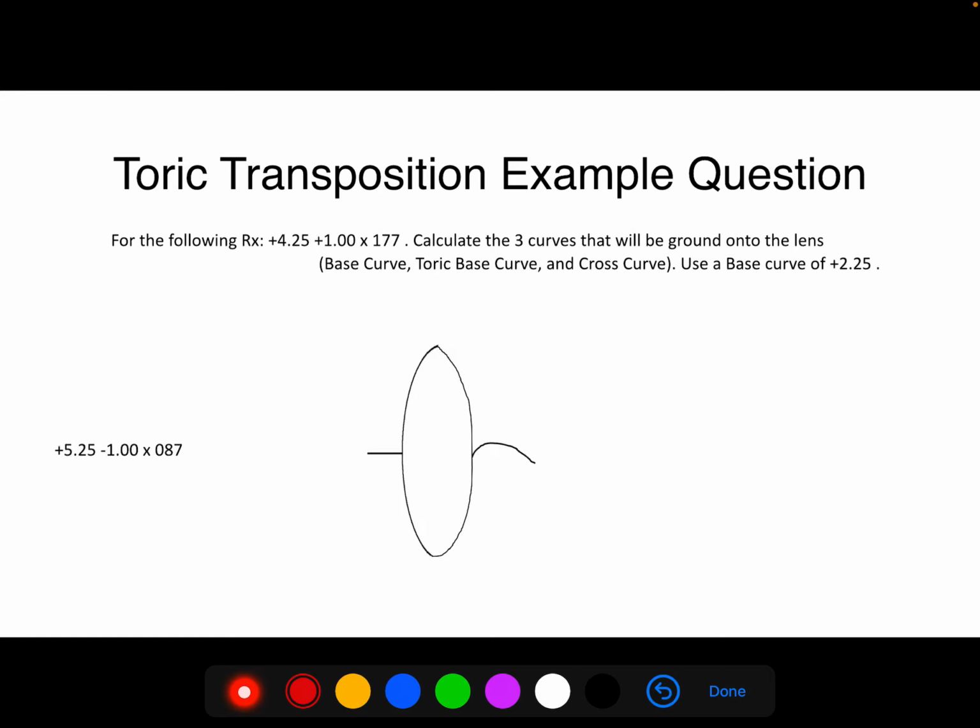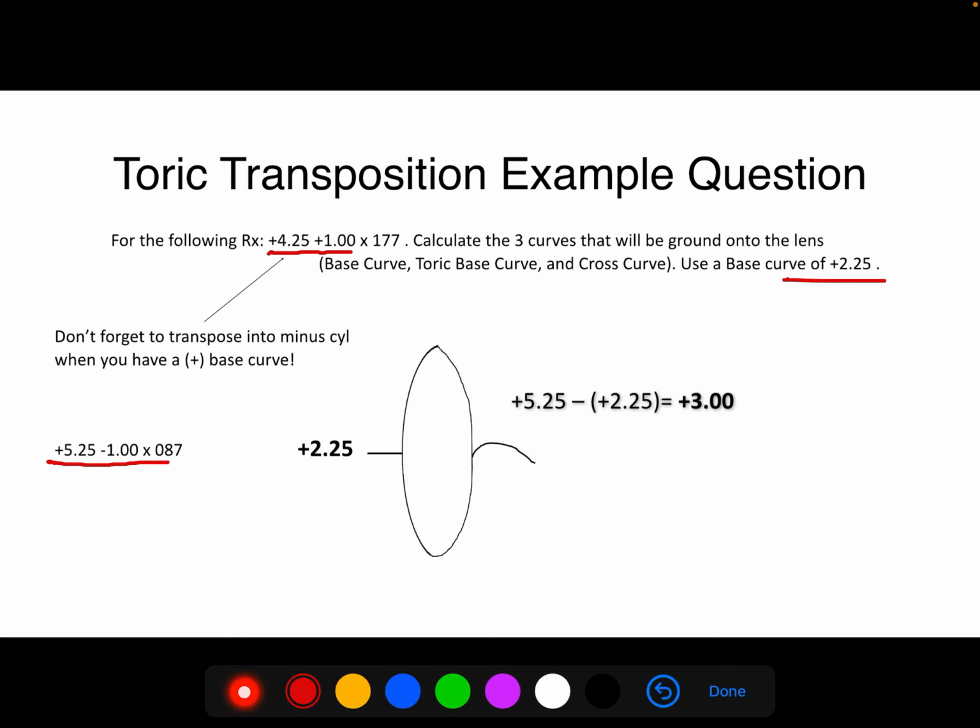Here's another example. I want to highlight that this is in plus cylinder. So immediately what we should do is transpose that into minus cylinder, and we come up with plus 5 1/4 minus 1. And this question is specifying a base curve, so we'll just plug that in. And then we will take our sphere power of the minus cylinder version and plug it in, and then take our given base curve and plug that in.